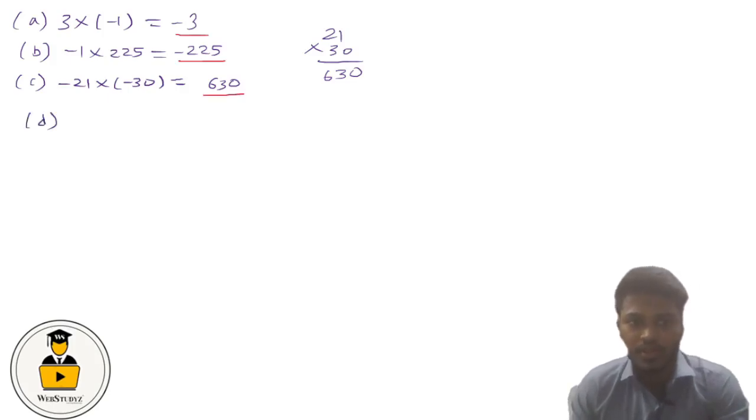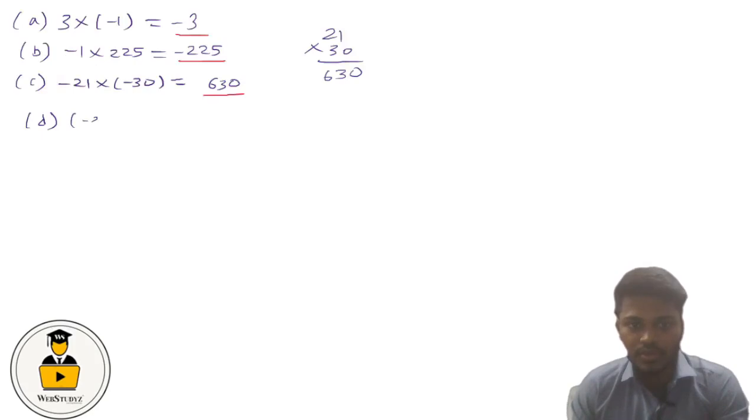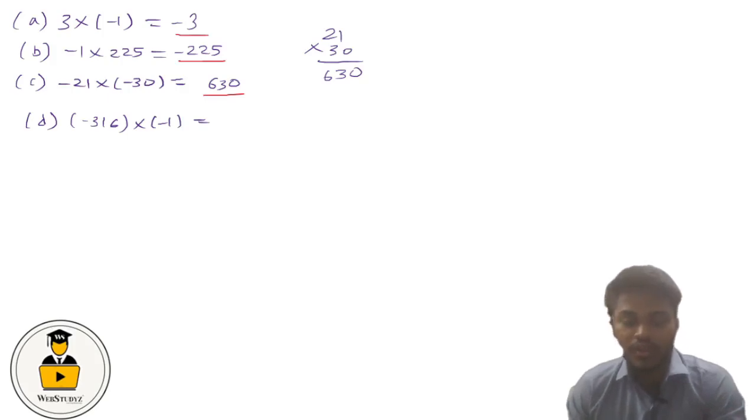Now let us consider the fourth. We have minus 316 into minus 1. Here also we got two negative integers. So the product will be a positive integer. Now 316 into 1 is again 316.